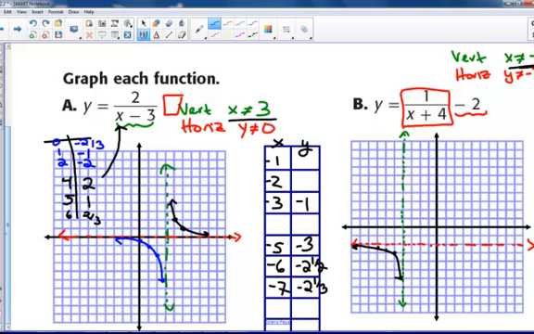1 over -2 plus 4 is 1/2. 1/2 minus 2 is -1.5. 1 over -1 plus 4 is 1/3. 1/3 minus 2 is negative 1 2/3.